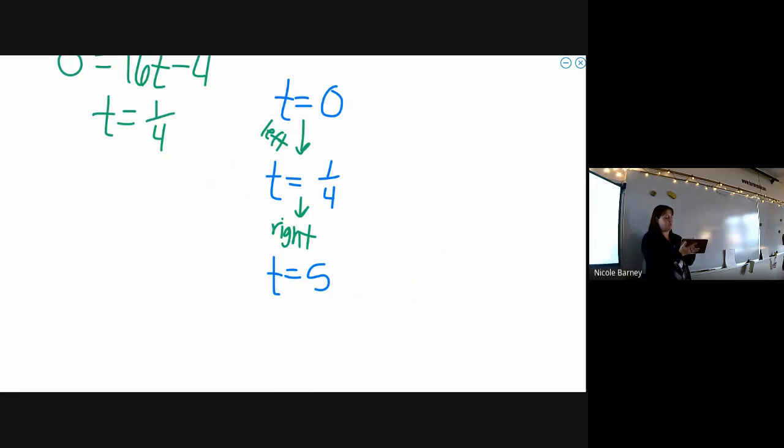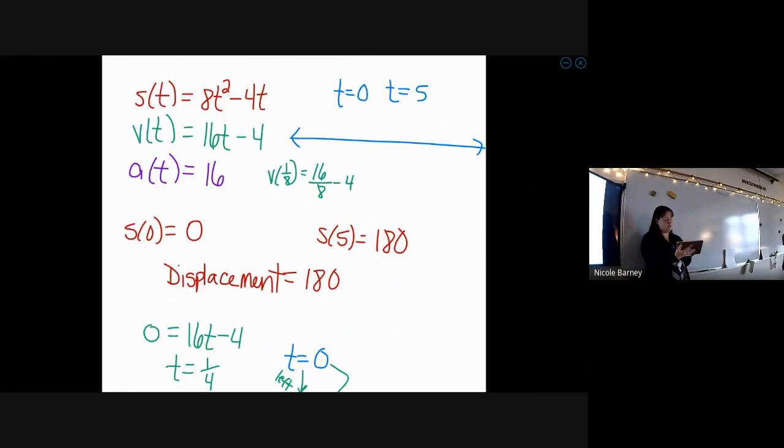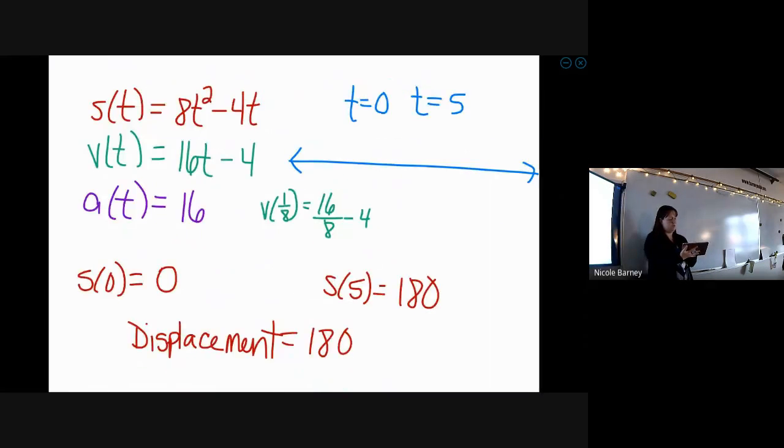That's the question. We look at our position. What was our position? Here's where we can do the number line to help you see. At time equals 0, where was I? I was at 0, right? And then time equals 1/4. Where was I? -2. Okay. And then time equals 5. Where was I? We figured that out already.